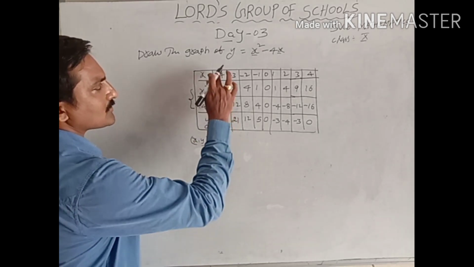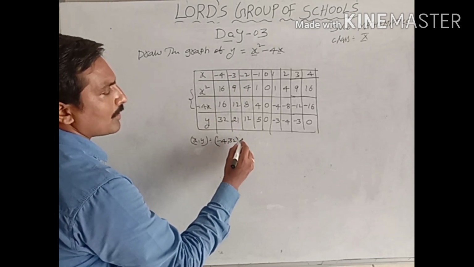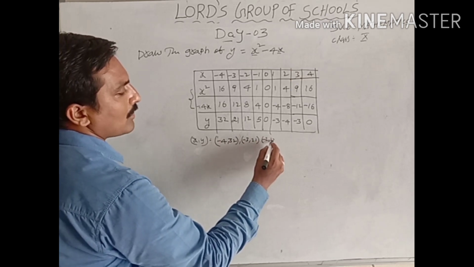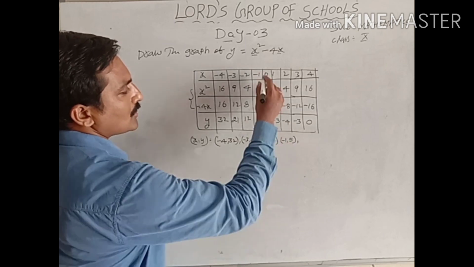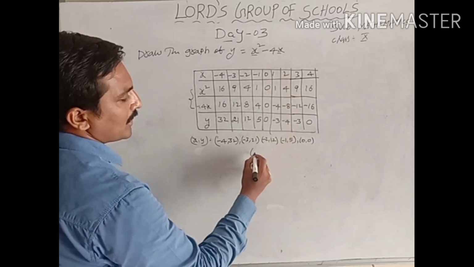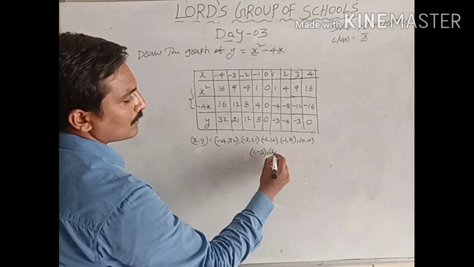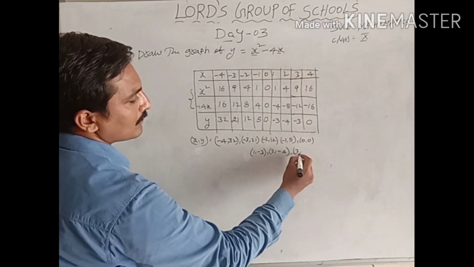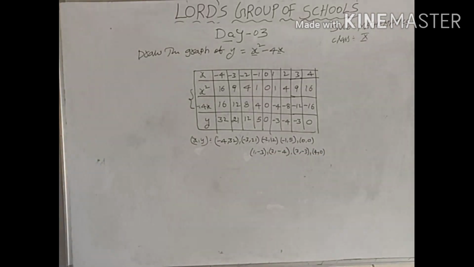When you take x as minus 4, what do you get? 32. Minus 4 comma 32. Minus 3 comma 21. Minus 2 comma 12. Minus 1 comma 5. 0 comma 0. Next 1 comma minus 3. 2 comma minus 4. 3 comma minus 3. 4 comma 0. These are the ordered pairs.